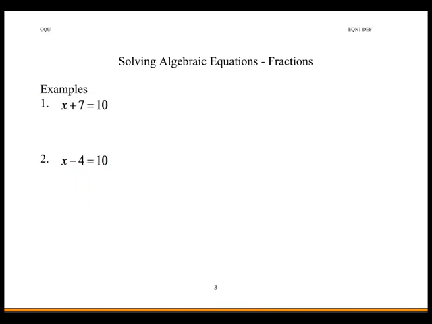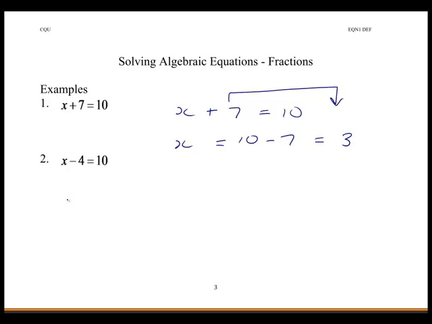Okay, first example here, we've got x plus 7 equals 10. So we need to solve for x here. So what we need to do is to get the 7 to the other side. That's plus, so it's got plus 7. When we bring it to the other side, it becomes minus 7. And there we are, we solved it.